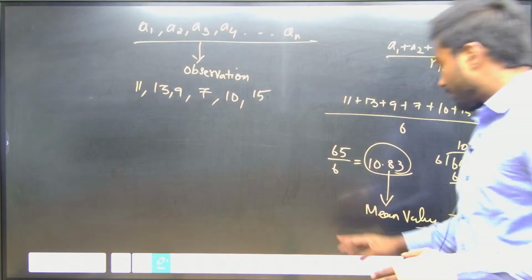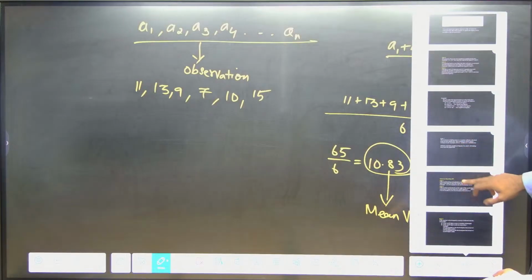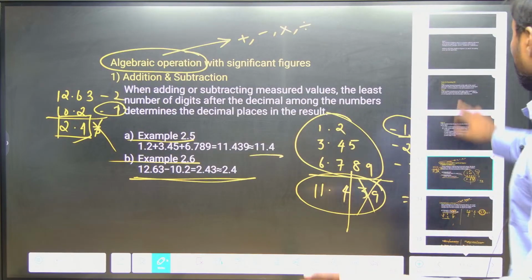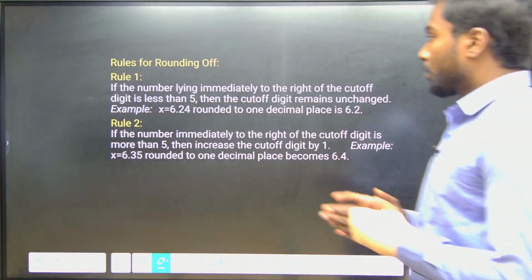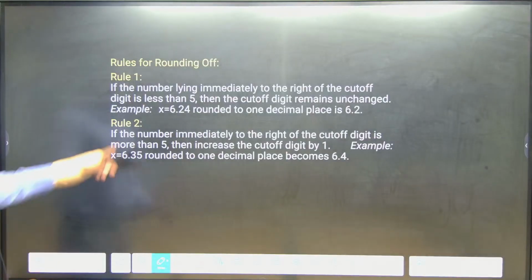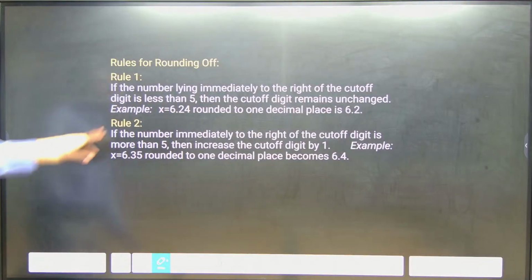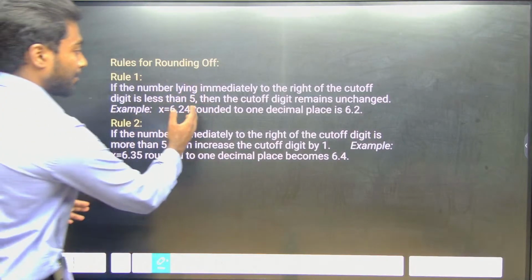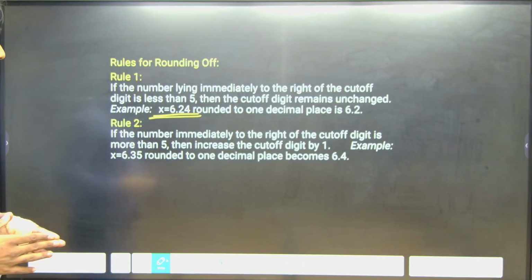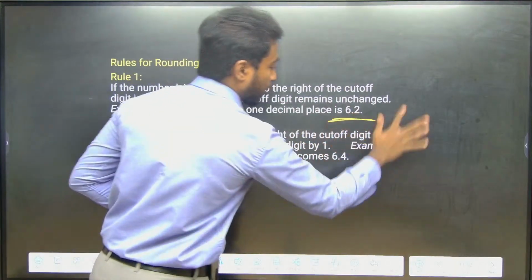So once again we will see whatever we have talked about in today's class. Rounding of numbers we will talk about. Algebraic operations we have talked about, so we'll talk about the rounding of numbers also once. Rounding of numbers has 3 rules. Rule number 1, if the number lying immediately to the right of the cutoff digit is less than 5, then the cutoff digit remains unchanged. Which means x equals 6.24, right? So the last number is less than 5, which means I can have 6.2, that's it.